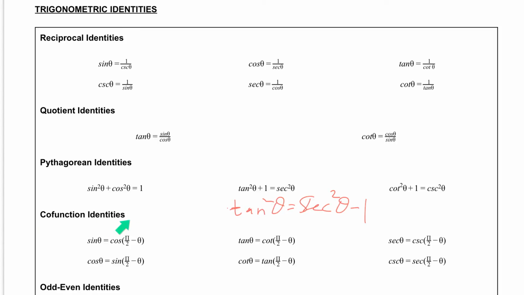Then we have our cofunction identities, and that says that the sine of theta is the same as the cosine of pi over 2 minus theta. Or you can think of this as 90 degrees minus theta. But in terms of radians, 90 and pi over 2 are the same. For instance, one that should make sense to you is the sine of 30 degrees is going to be the same as the cosine of 60 degrees, if you think of those 30, 60, 90 triangles.